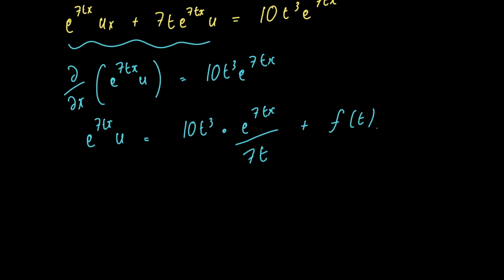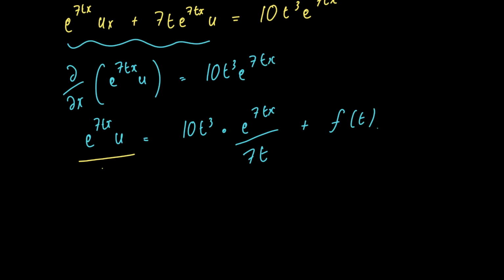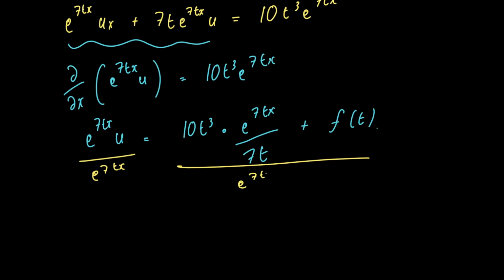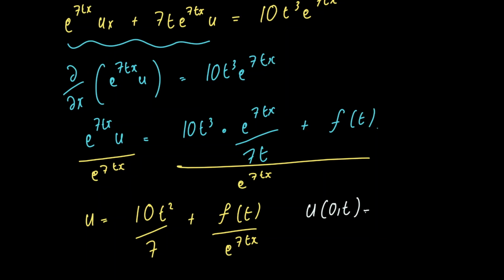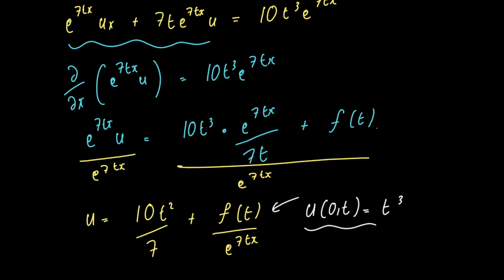At this point we want to divide both sides of our equation by e raised to 7tx. Doing that we get our general solution, which is u is equal to 10 times t squared divided by 7 plus f of t divided by e raised to 7tx. Now remember, we were given initial data, u of 0 of t is equal to t cubed. We're going to use this in our formula here to get our particular solution to our partial differential equation.